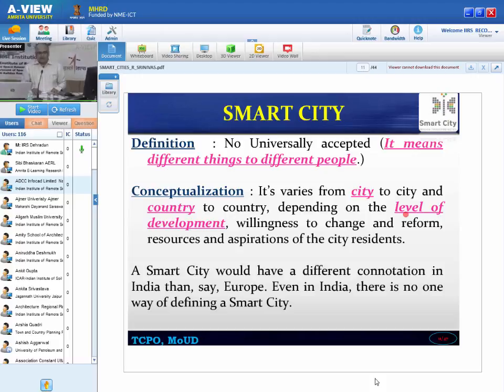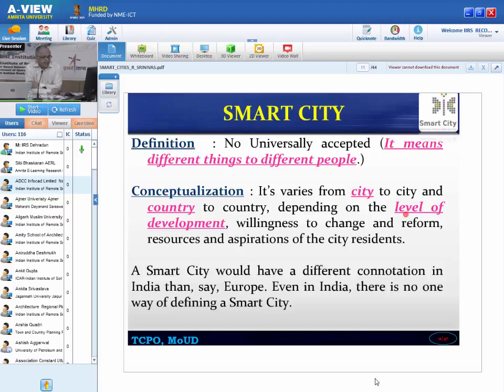Somebody may say that my city must have world-class physical infrastructure facilities. I will call my city smart if it gives 24/7 water supply. Or somebody may call a city smart if it offers all the services related to grievances, with problems solved within, say, 2 or 3 days. And somebody may say that my city should have world-class education facilities, with universities and colleges at par with any global universities.